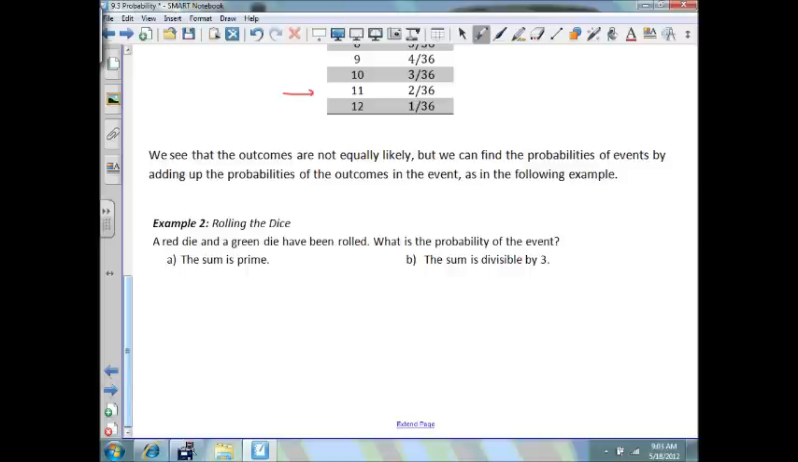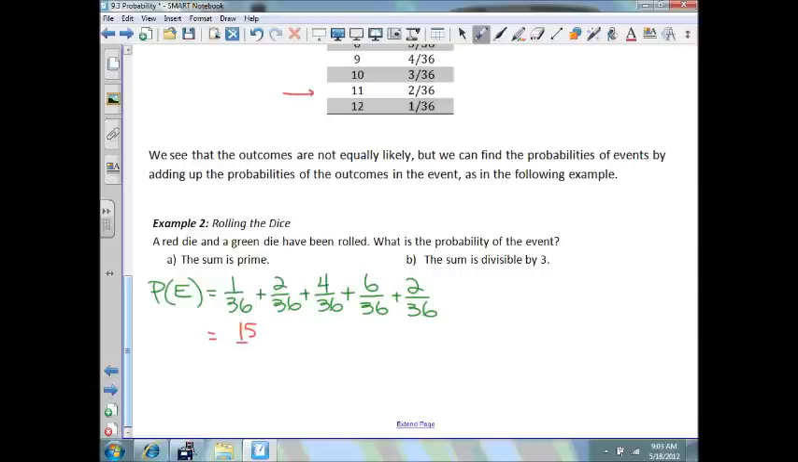So we're going to add all those numbers up. So the probability of the event is going to be 1 over 36 plus 2 over 36 plus 4 over 36 plus 6 over 36 plus 2 over 36. Adding all these up, 1 plus 2 is 3, 7, 13, 15 over 36 is our probability. We can simplify that, dividing both by 3, you get 5 over 12.